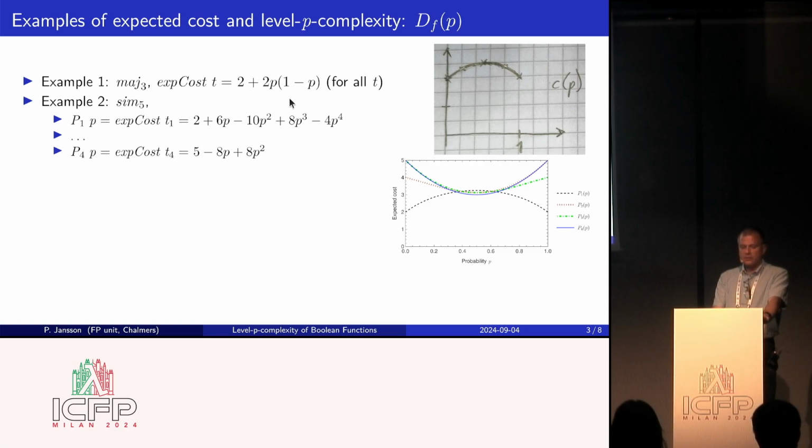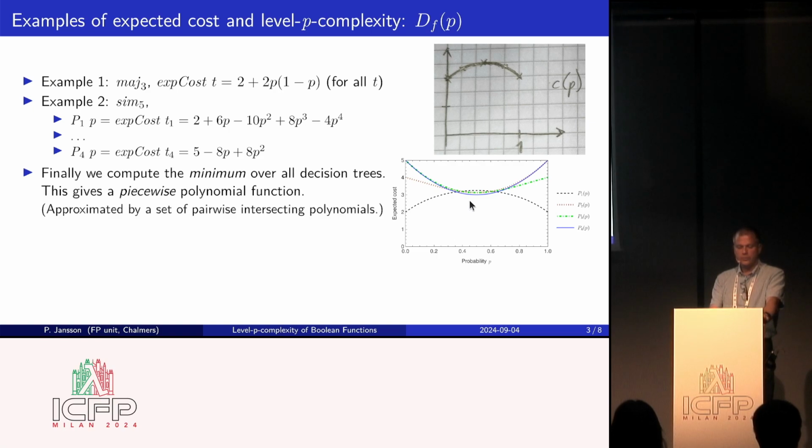Anyway, the expected cost of the sim5 function from the previous slide has these different polynomials. One is sort of very bad at the endpoints. It needs to look at all the 5 bits. And another one here is very good at the endpoints. It only needs to look at 2 bits. But they actually cross in the middle.